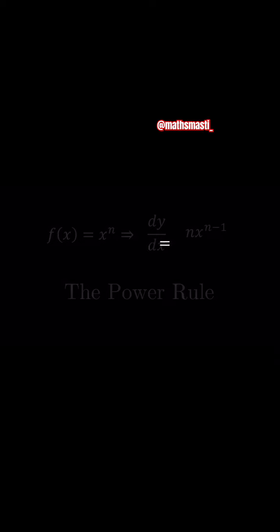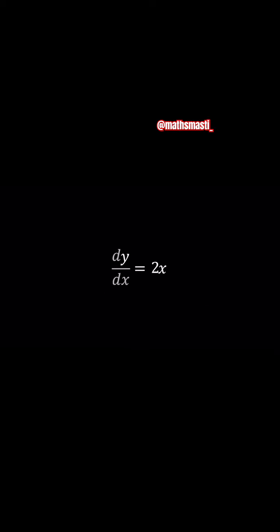For example, if f of x equals x squared, the derivative is 2x. If f of x equals 2 times x to the power of 4, the derivative is 8x to the power of 3.